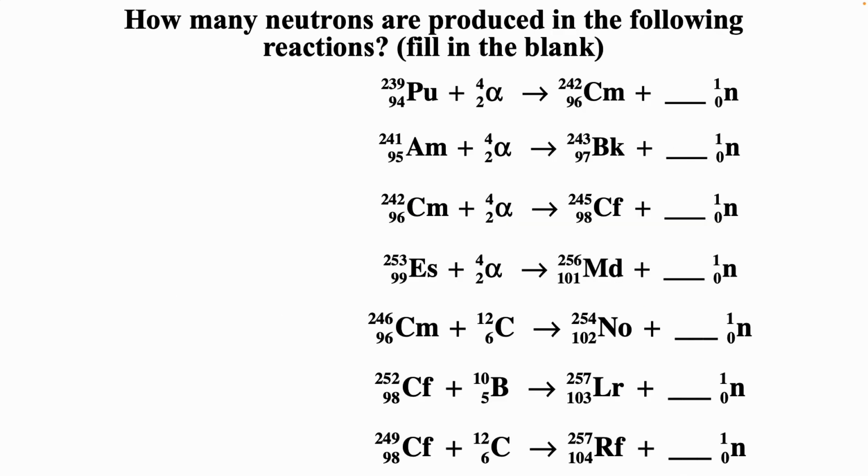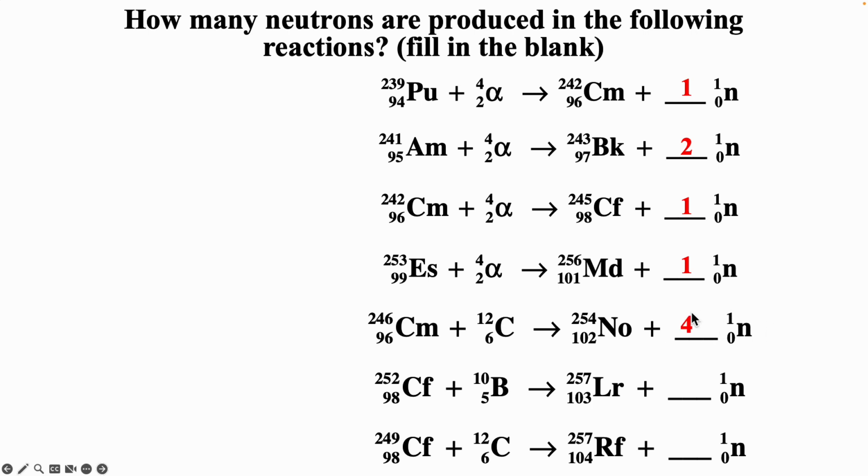And so we can do this for all of them. And so we have 239 plus 4. That gives us 243. And so that top one would be 1. 241 plus 4 is 245. Minus 243, so that would be 2. 242 plus 4 is 246. And so that's 1. 253 plus 4 is 257. 1. 246 plus 12 gives us 258. And so that would be 4.